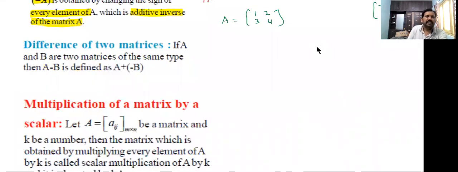Next, difference of the matrices. That means subtraction of two matrices. It is denoted by A minus B. If the two matrices have the same order, then subtract the corresponding elements.